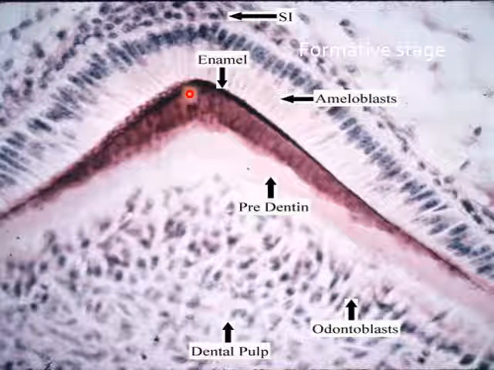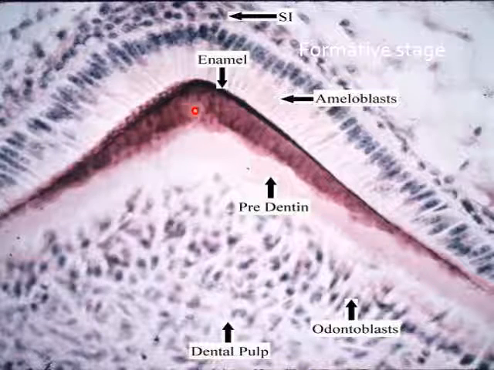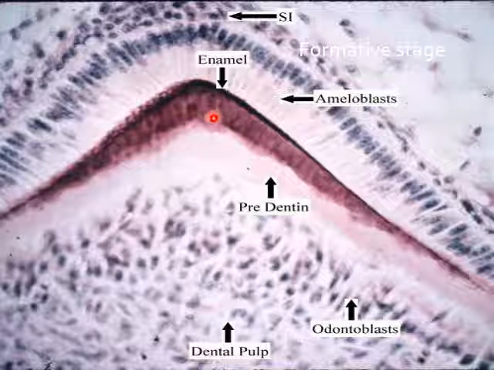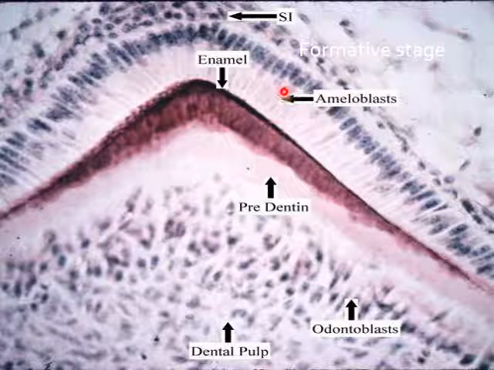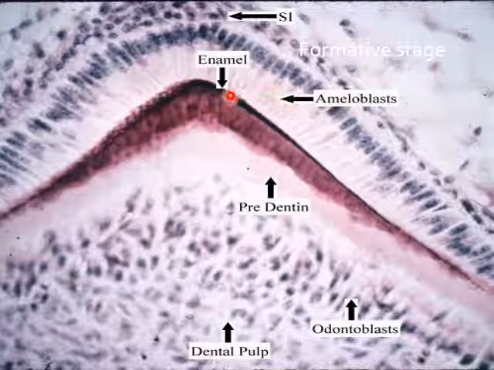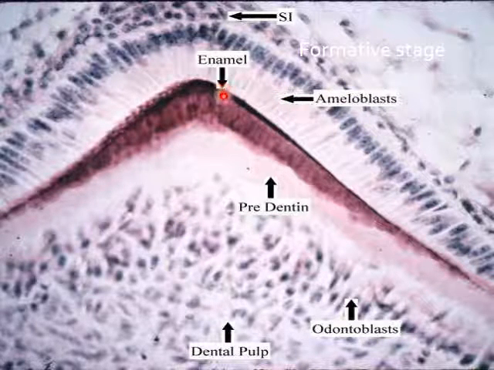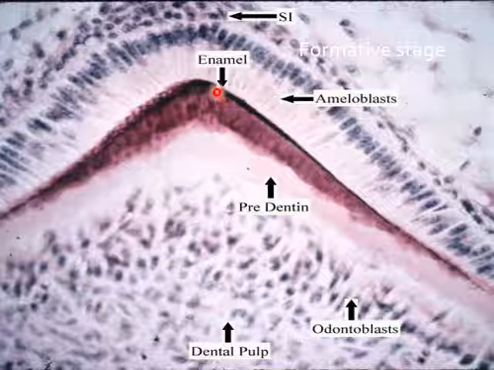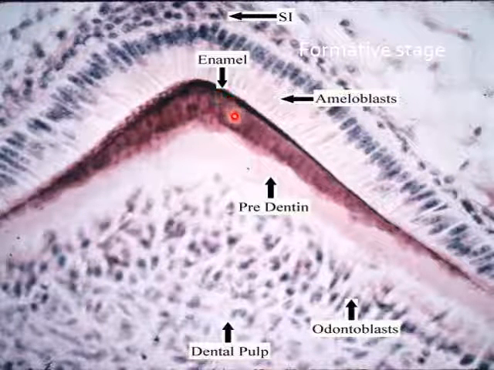This is the cusp tip of the anterior tooth. This represents the mature dentin, dark in color, and the light color represents the predentin, and these are the odontoblast cells present in the cusp tip, and this is the ameloblast and newly formed enamel here. Between the enamel and dentin is the dentino-enamel junction.